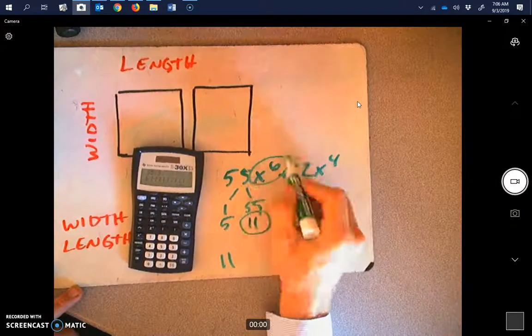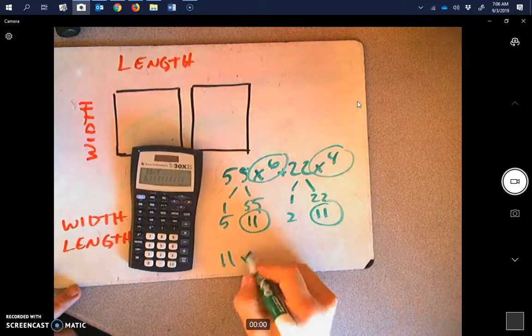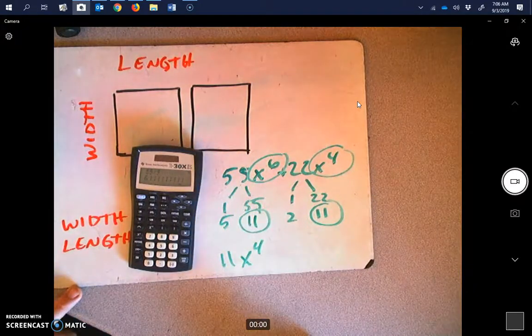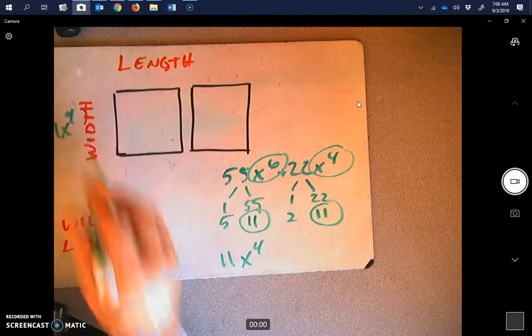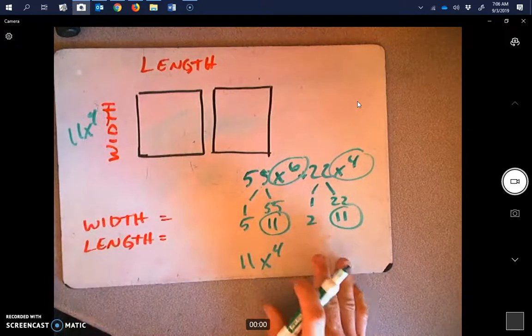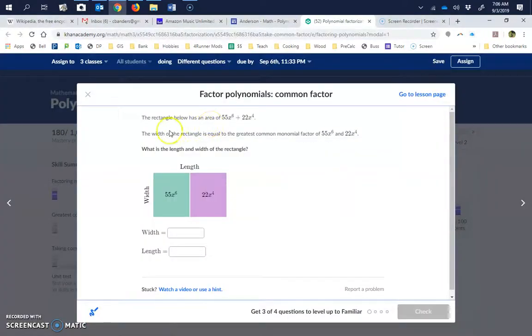And then how many x's do we have in both? 11x to the 4. Okay. So we know 11x to the 4 goes there. That's our width. Remember, it gave us right here that the width of the rectangle is equal to the greatest common monomial factor. That's one factor.